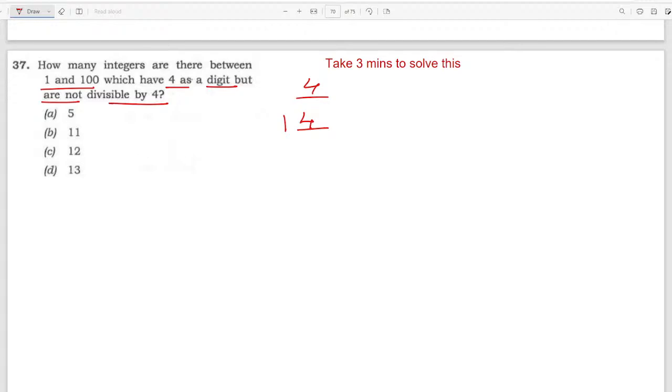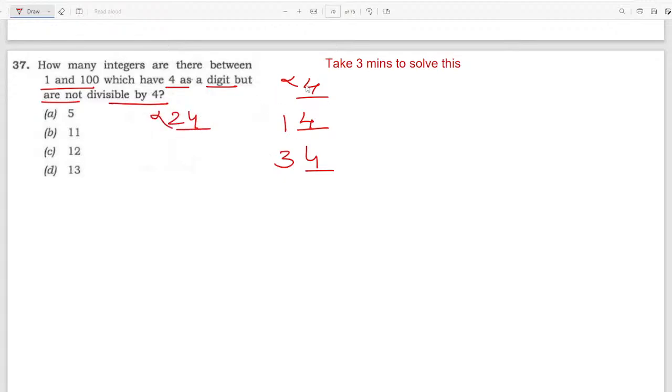Next, 24 cannot be the number because 24 is divisible by 4. So then it would be 34. 34 contains 4, but it's not divisible by 4. After that, 44 is not divisible by 4. 24 is not divisible by 4.